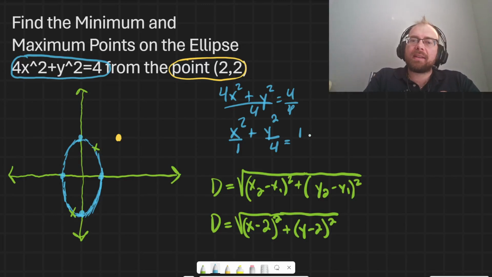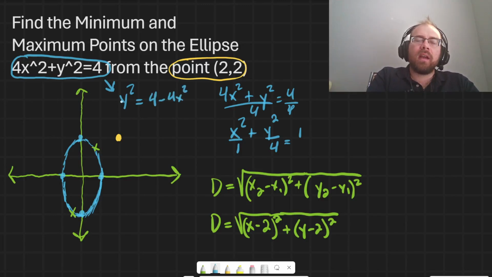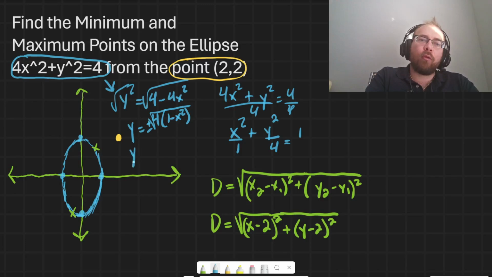essentially, by solving for y. So if we do that, let's go back to the original here. We would just subtract the 4x squared on both sides. So y squared is equal to 4 minus 4x squared. Then I can factor out this 4, so it'd be 1 minus x squared. Then I want to take the square root of both sides, so y is equal to plus or minus the square root of all of that. And I can take that 4 out then as well. I want to simplify this as much as I can, makes the derivative a little easier.